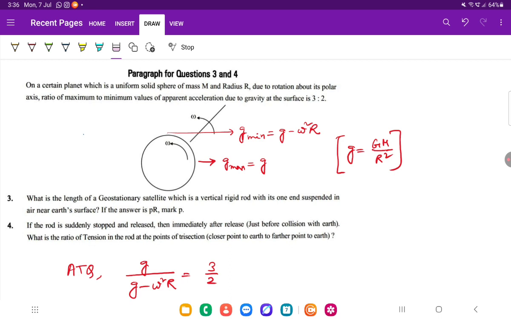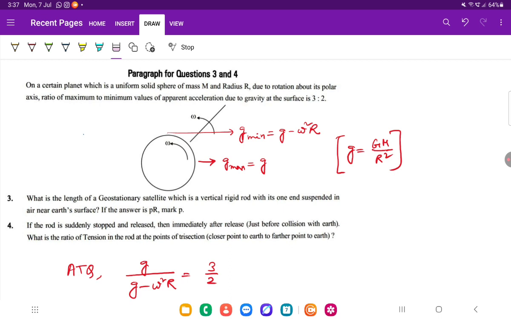What is the length of a geostationary satellite, which is a vertical rigid rod with its one end suspended in air near Earth's surface? If the answer is PR, I mean P times R, then mark P. And the second question asks: if the rod is suddenly stopped and released, then immediately after release, just before collision with Earth, what is the ratio of tension in the rod at the points of trisection, closer point to the Earth to the further one? Okay.